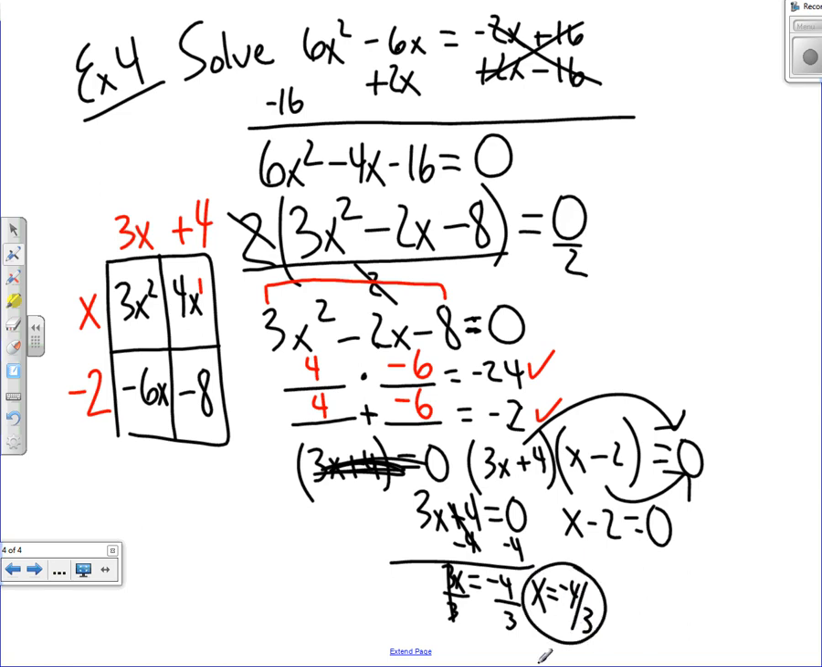Okay, and we really want to leave these as fractions. If you take -4 and divide it by 3, you're going to get a repeating decimal, and it would be -1.3 from here to Chicago and then even further. Just leave them as fractions, please.